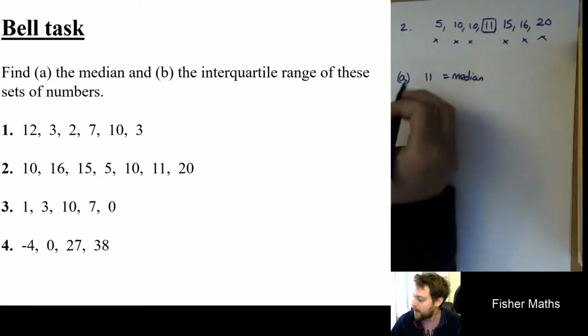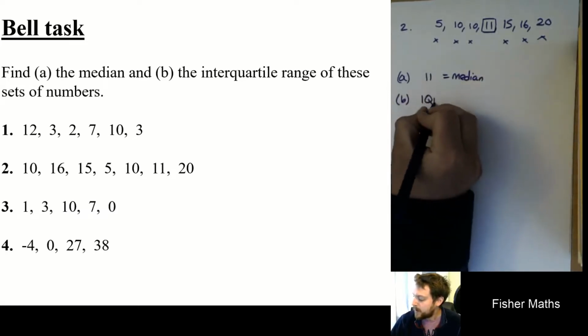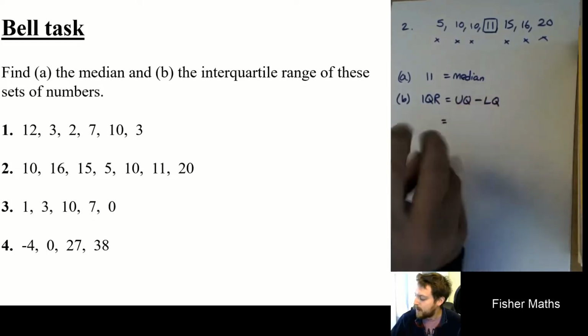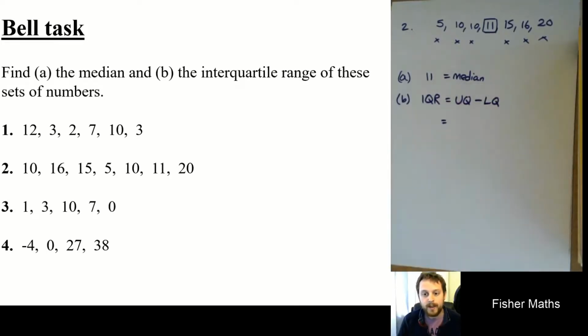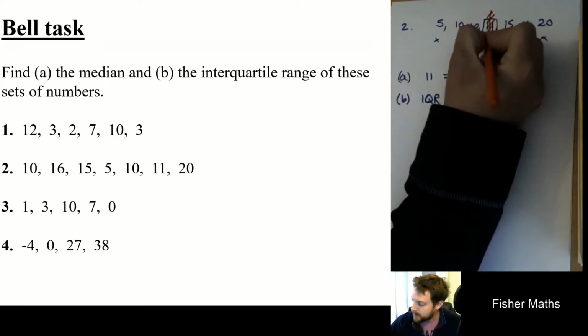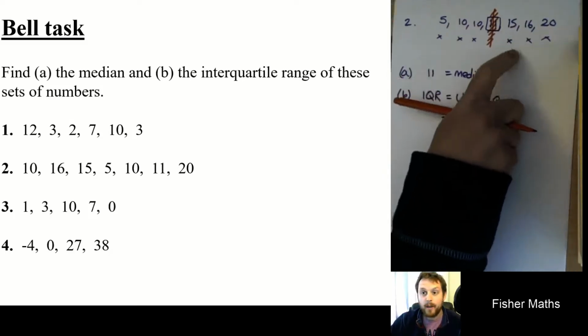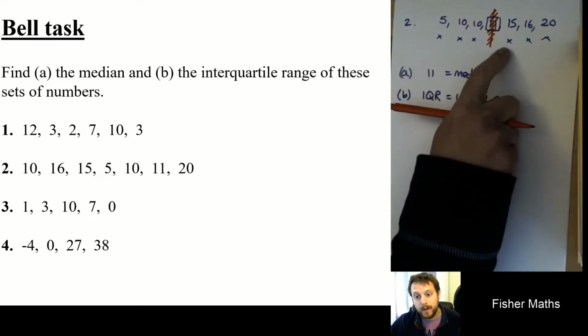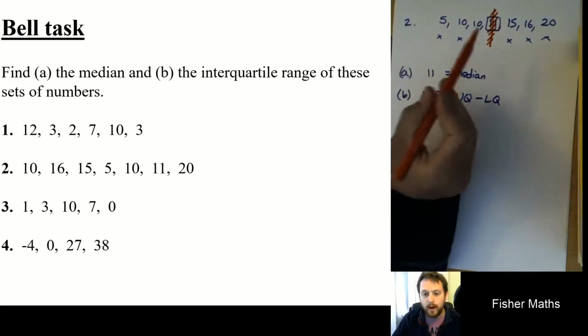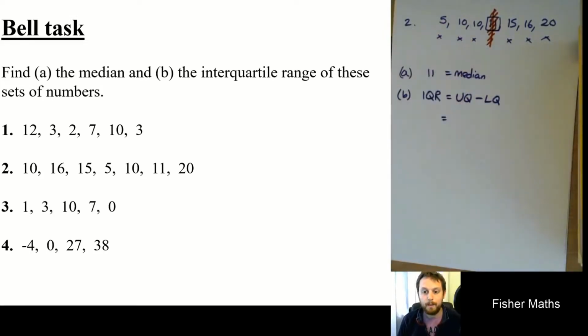And then for part B, the interquartile range is your upper quartile take away your lower quartile. Now we need to chop the data into 2 parts, the upper half and the lower half, and we have to cut through this 11. We have to cut through the median. So cut through, get rid of it, and again I've got 3 numbers in the upper half, and I've got 3 numbers in the lower half.